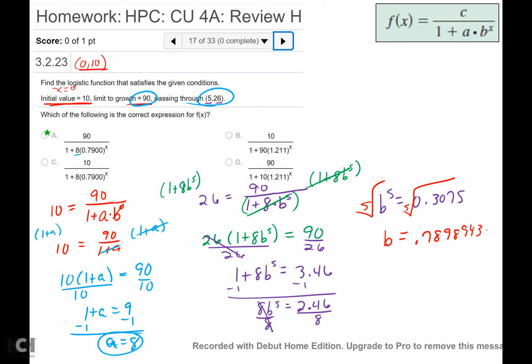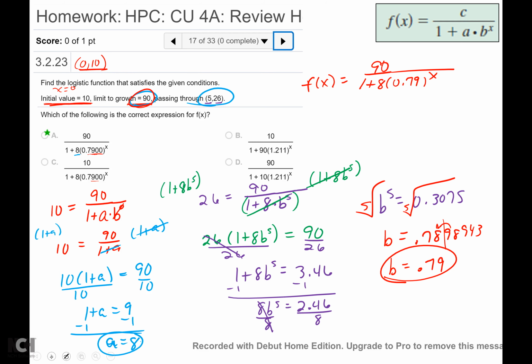So if I round this, if I go out two places, that would bump this up to a 9, so my base would be 0.79. Why they're putting four decimal places on the end of that is beyond me. But, again, if you're matching, you can at least look and go, well, 0.79 is what I got if I round. Okay? And so now if I plug in my A, my B, and my C, I have f of x equals 90 over 1 plus 8 times 0.79 to the x.